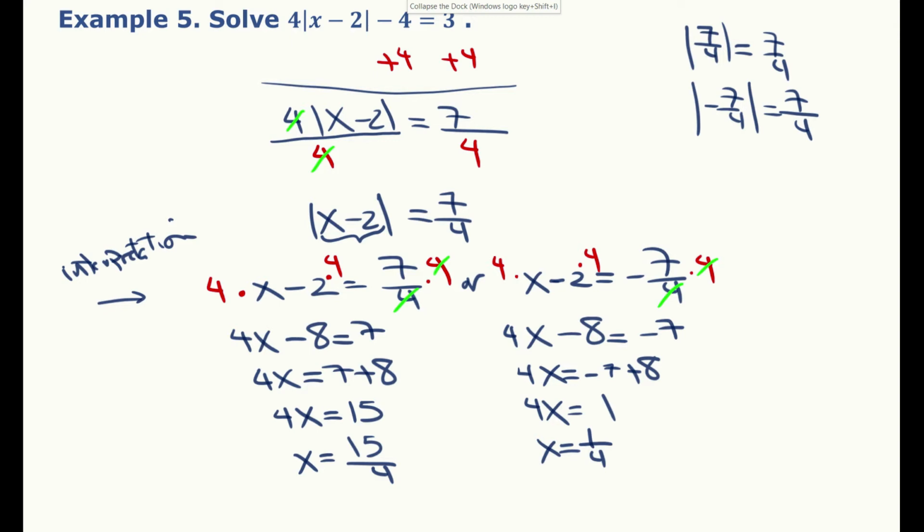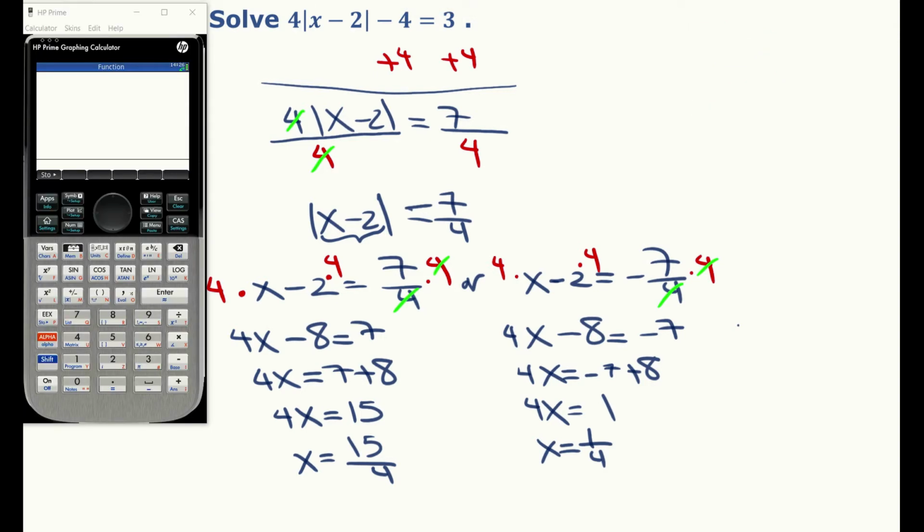All right, so there we have our two solutions, right? Now, you should definitely take the time to check every time that time permits. And we'll do that here real quickly. Let me go ahead and erase some of this and bring up our calculator to help us do a quick check. Okay, so we will first try x equals 15 over 4.